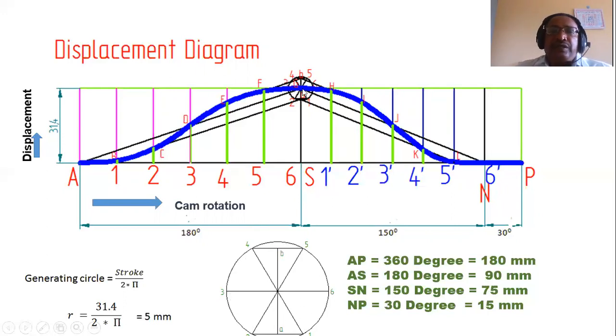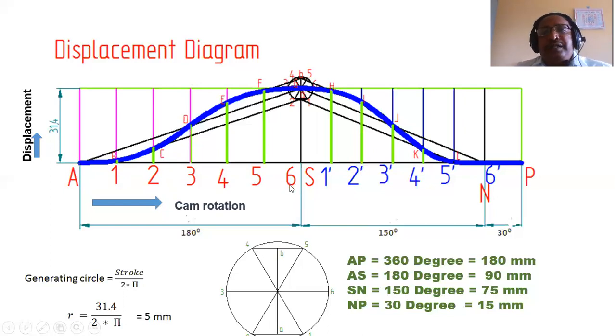So, with the center, you take a 5 mm radius and draw a circle, divide it into 5 parts, and follow the procedure that I explained here. Generating the circle, now I divide it into 6. So the outstroke is divided into 6 parts. Now AS is divided into 6 parts. Then draw a vertical line from points 1, 2, 3, 4, 5 and 6.